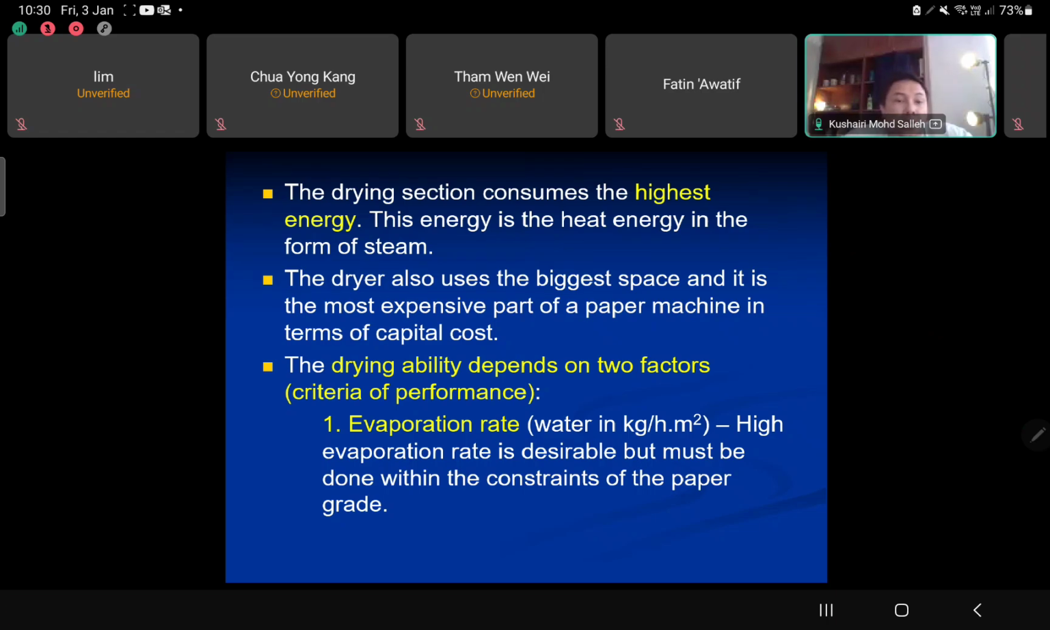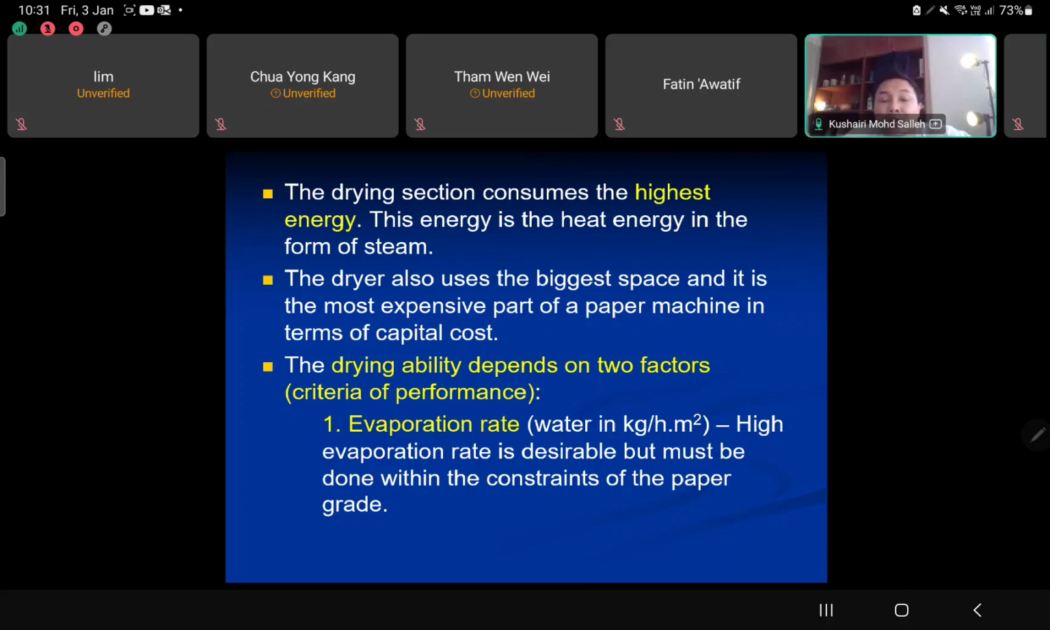Okay, so the dryer also uses the biggest space and it is the most expensive in terms of capital cost. Drying ability depends on two factors. Okay, you need to remember the objective of the drying, to dry evenly. There are two main objectives of the drying. So the drying ability depends on two factors.